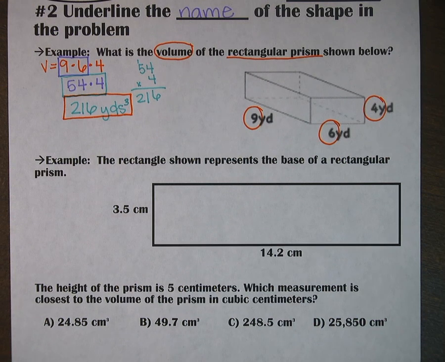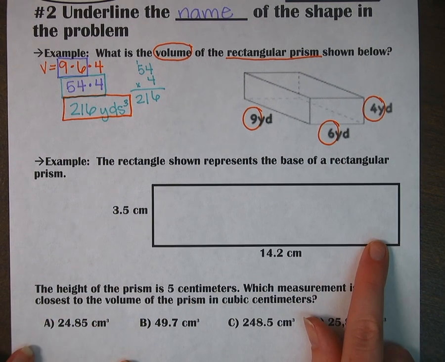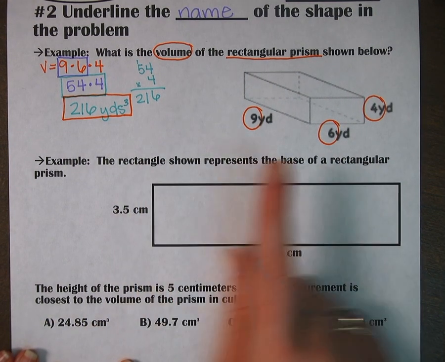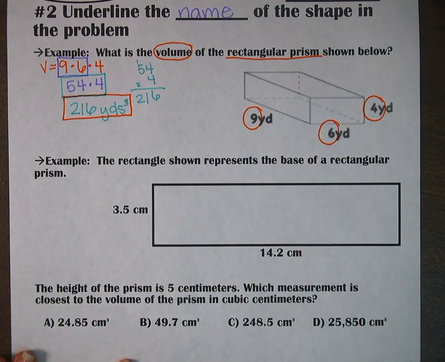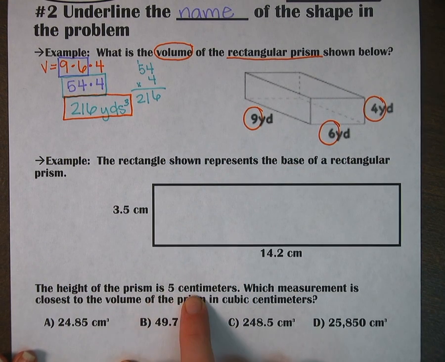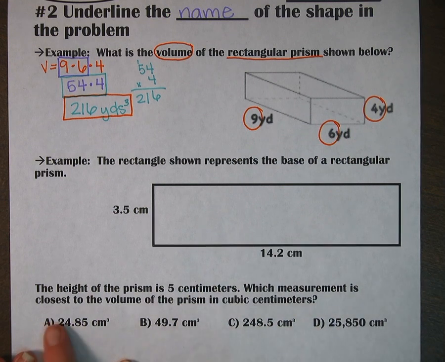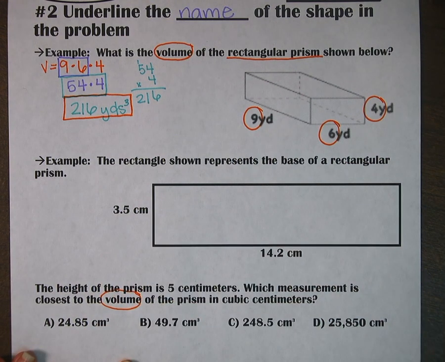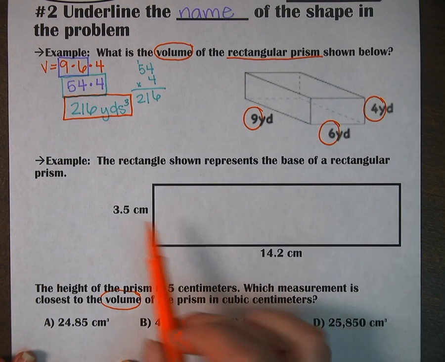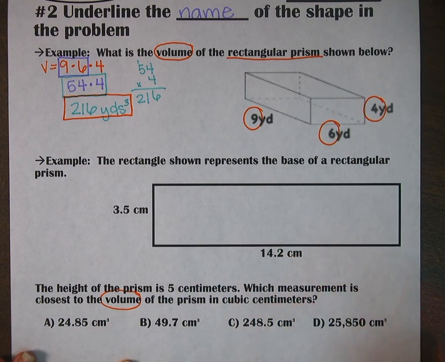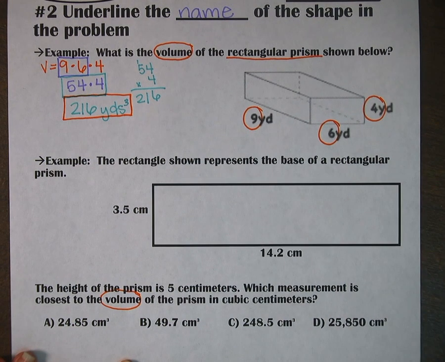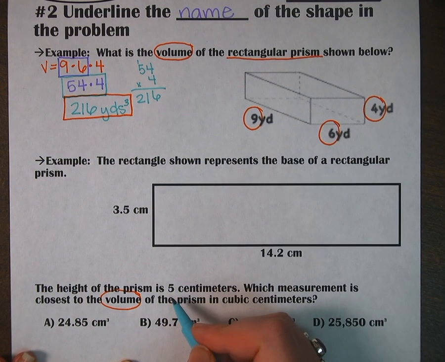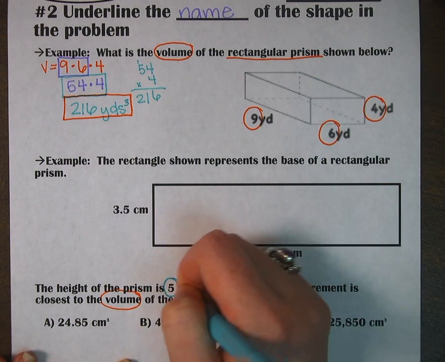The rectangle shown represents the base of a rectangular prism. So notice this is not a three-dimensional shape. This is just a rectangle, but it also says it's just the base. The height of the prism is 5 centimeters. Which measurement is closest to the volume of the prism in cubic centimeters? So we do want volume, but in volume, we just talked about we need 3 numbers. I only have 2 in my picture. And again, this is a flat picture. So the other number in this problem is the 5 centimeters.